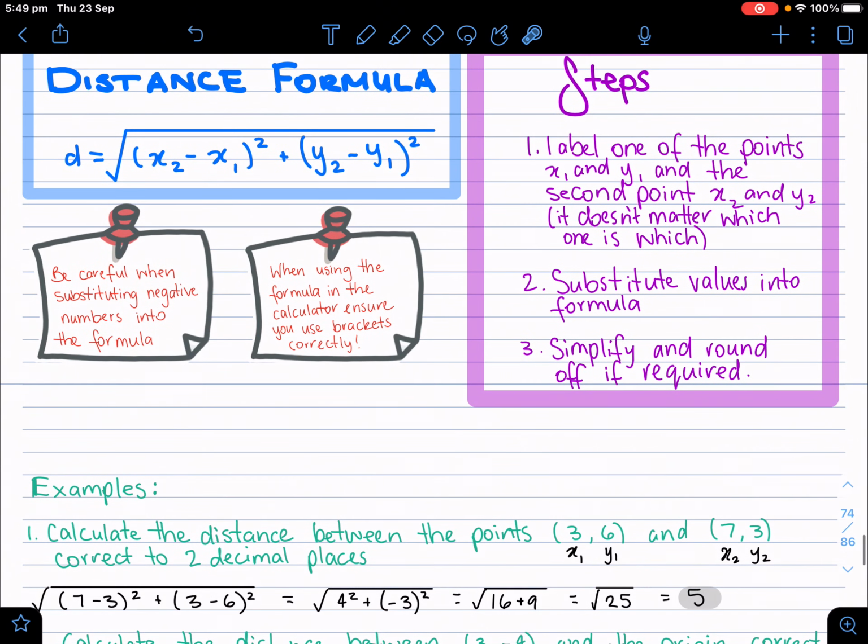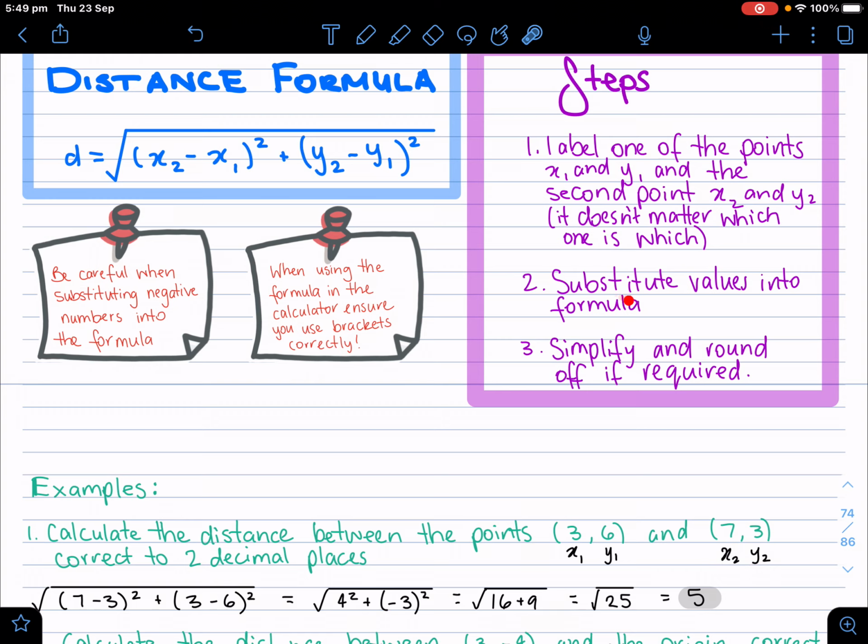So I'm still going to leave the formula and the steps up there just for example 1, and then I'm going to move the screen up. But let's have a look at it. It says, calculate the distance between the points 3, 6 and 7, 3. Now step 1 is label one of the points x1 and y1, and the second point x2 and y2, and it doesn't matter which one. So just for continuation, I did the first one as x1 and y1, and the second one is x2 and y2. Okay, we've done that.